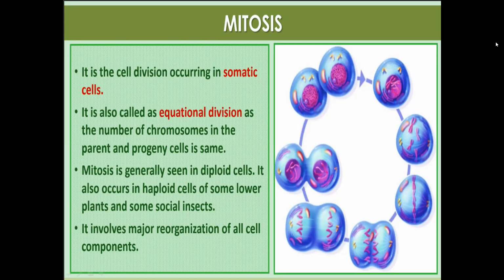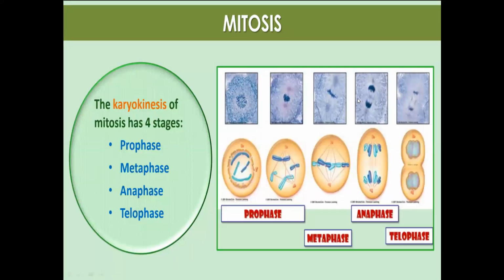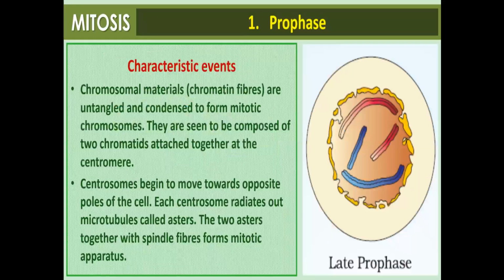So here in mitosis, if a diploid cell undergoes mitosis, the cell which you will get is diploid only. It's also said that some haploid cells also undergo mitosis. So if a haploid cell undergoes mitosis, you will get a haploid cell, because haploid or diploid depends on chromosome number. Next is prophase. These are the four stages of karyokinesis: prophase, metaphase, anaphase, and telophase. We'll write later. Now let's see what happens in prophase.